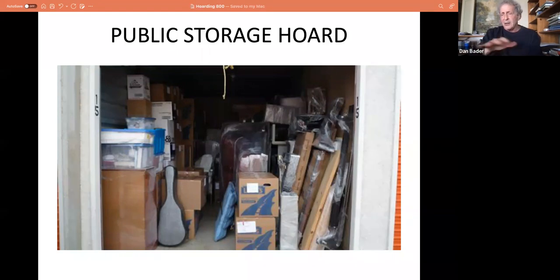And I gotta say, companies like Public Storage know exactly how people are. They know once they put their things in there, the chances are really good it's just going to stay there and stay there until the person maybe dies or simply can't afford it anymore and it gets auctioned off. So it's a problem out there.